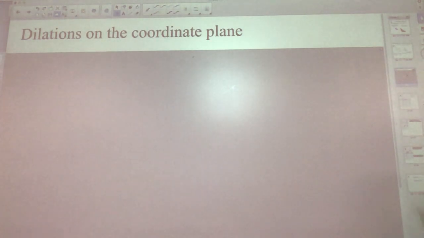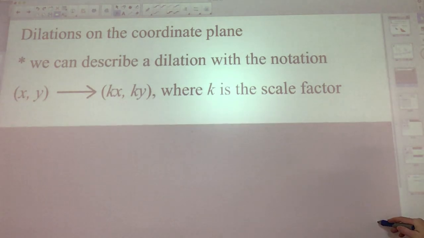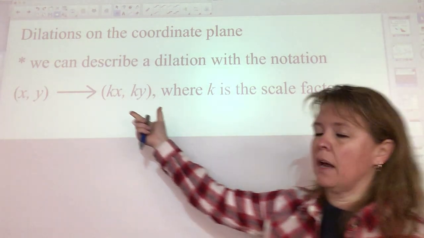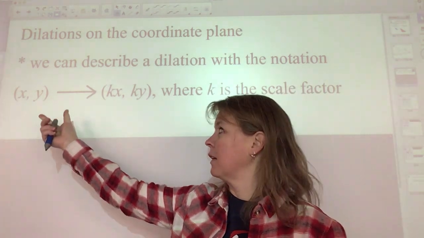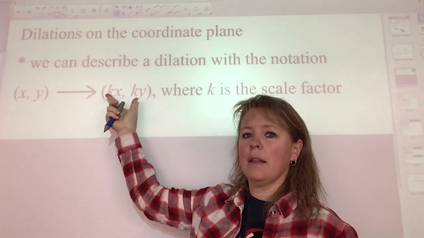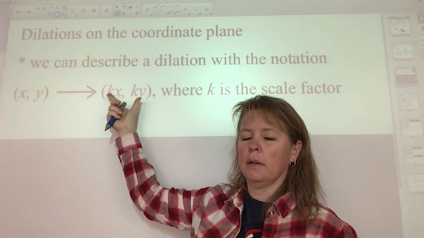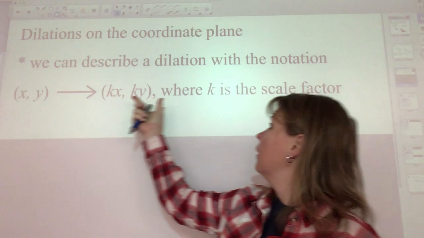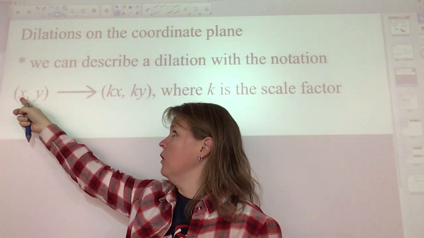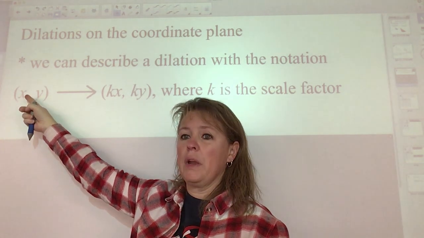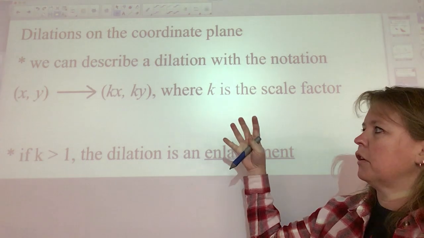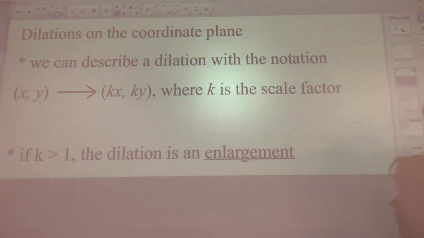Dilations on a coordinate plane. We can describe a dilation with this notation. Don't let this notation freak you out. It's not super complicated. We basically have a point, x, y. We multiply both the x and the y by the same number. In this case, we call it k. K is the scale factor that we're multiplying by. So if you multiply x by 3, you have to also multiply y by 3. They have to enlarge or reduce at the same rate.